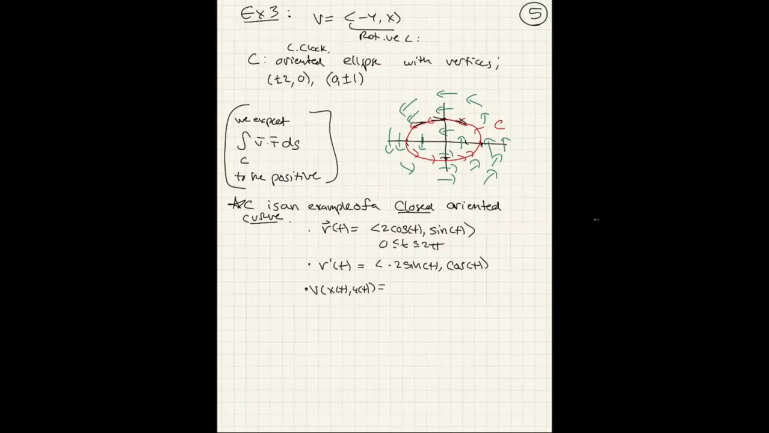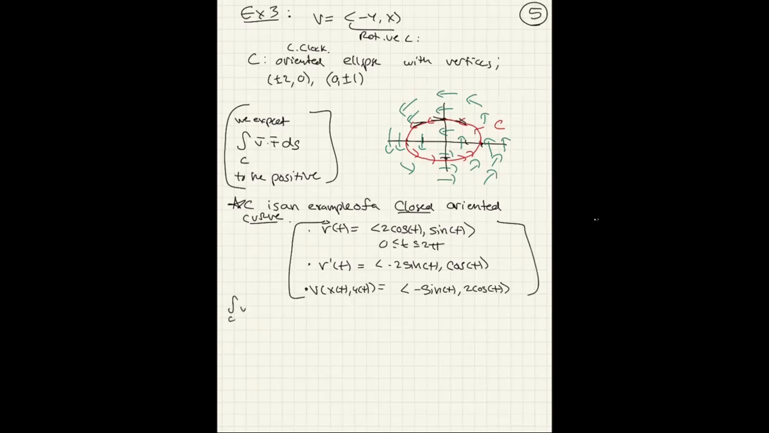Let's see. Well, I have to plug in my x where I see x and plug in my y where I see y. So I've got negative y, and y is sine of t. And I have to flip over my x, so I've got 2 cosine of t. Okay, so these are basically all the ingredients we'll need to set up the integral. So let's set it up.